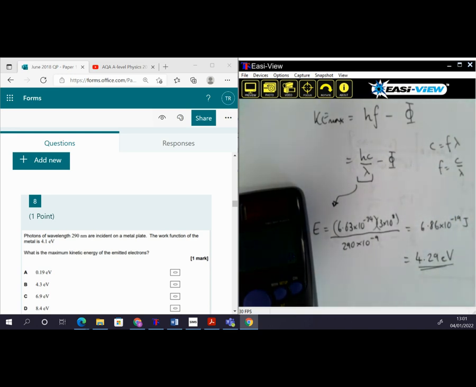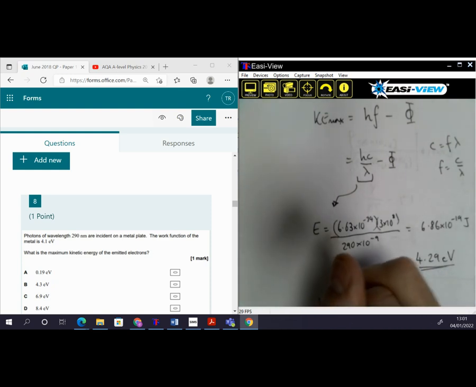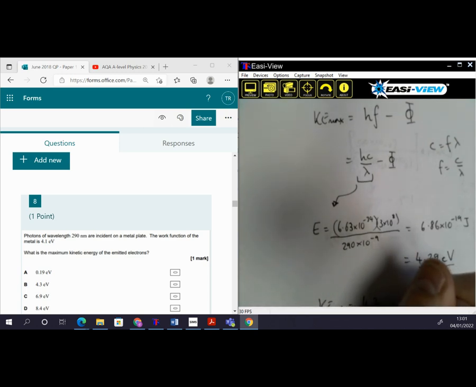So the energy available is 4.29 eV, and that's actually one of the answers given, but that's not the right answer because we need to subtract the work function. So the work function is about 4.1. So the maximum KE in eV is 4.29, how much was available, take away 4.1, and we end up with about 0.19 eV, which is answer A.